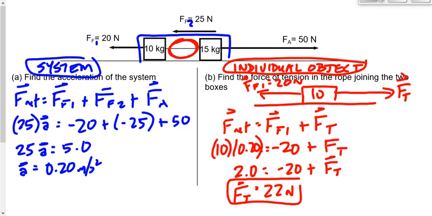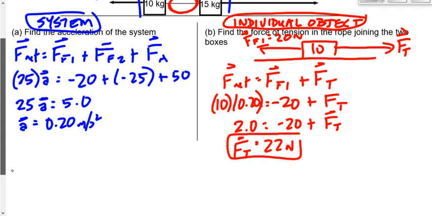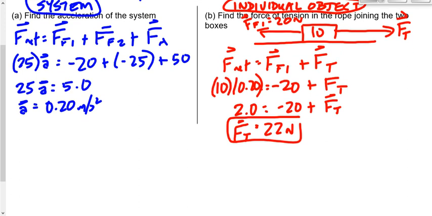If object A applies a force on object B, then object B, finish my sentence. Braden thinks we would have gotten negative 22. We're going to do a quick little check of that.